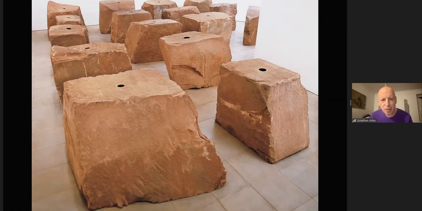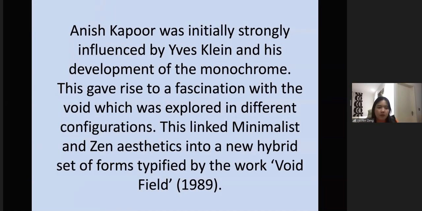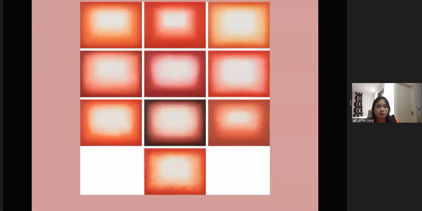This is Anish Kapoor's Void Field. Anish Kapoor was initially strongly influenced by Yves Klein and his development of the monochrome. This gave rise to a fascination with the void, which was explored in different configurations. This linked minimalist and Zen aesthetics into a new hybrid set of forms typified by the work Void Field, 1989. It is a series of prints that recently sold in a London auction at Phillips by Kapoor.